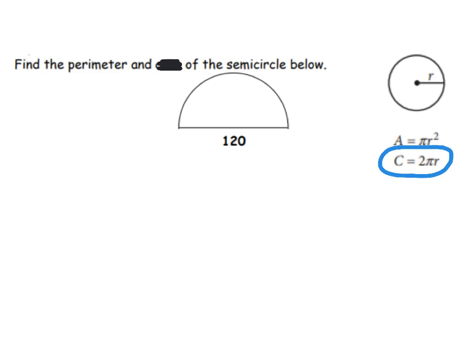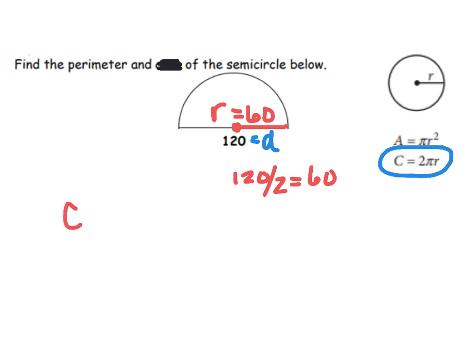So again, for the radius, this is the diameter. 120 is the diameter. If we want the radius, that would be from the center to the edge, so that would be whatever 120 cut in half is, which is 60. So the radius here is 60. The diameter is 120, but the radius is 60. So if you're using the circumference formula, 2 times pi, which we're going to use 3.14, and then times the radius, which is 60.